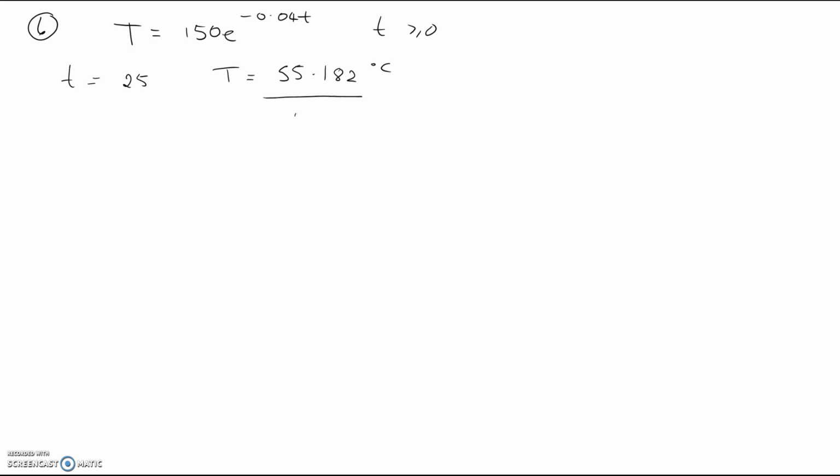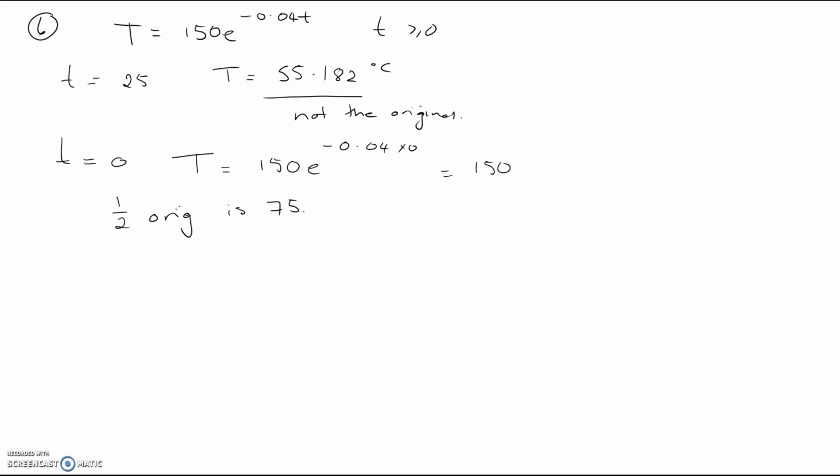Then the question asked to find the time taken to fall to half the original. Now, this is not the original temperature. The original temperature is when t is equal to 0. So when t is equal to 0, the temperature is 150 e to the negative 0.04 times 0, which is 150. Now, half of that is 75.